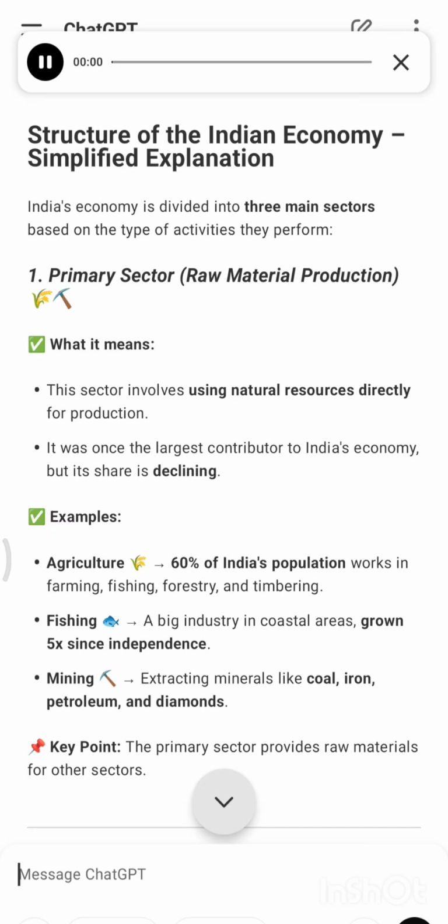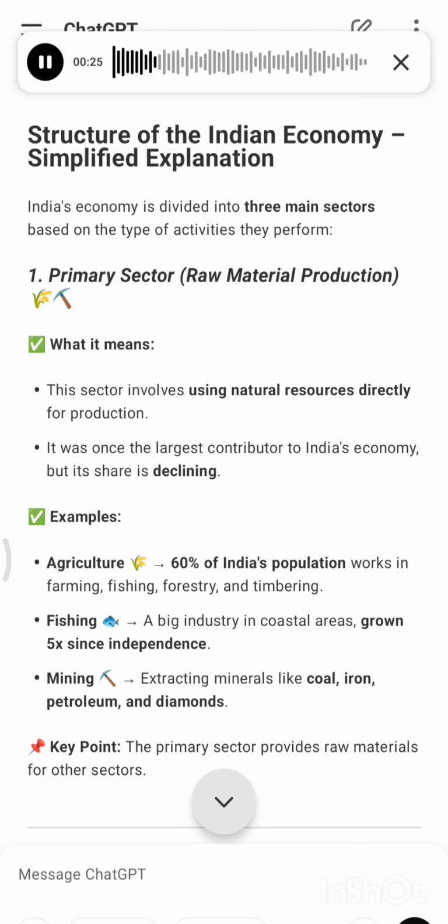Structure of the Indian economy, simplified explanation. India's economy is divided into three main sectors based on the type of activities they perform. 1. Primary sector, raw material production. What it means, this sector involves using natural resources directly for production. It was once the largest contributor to India's economy, but its share is declining.